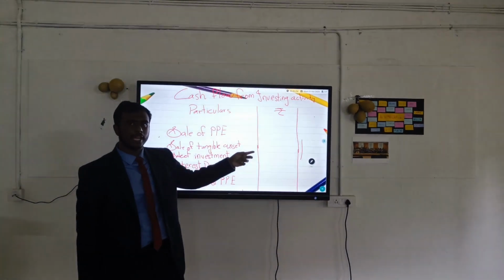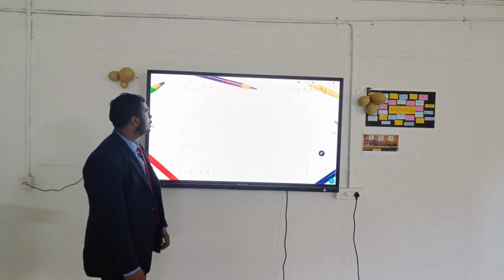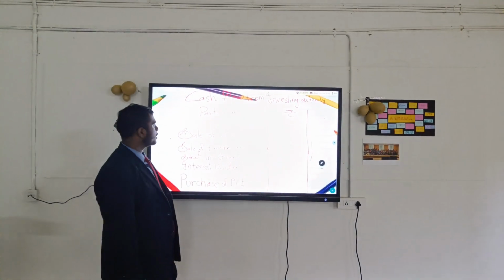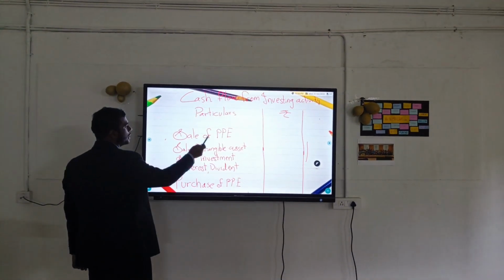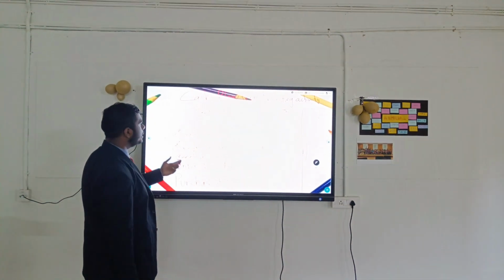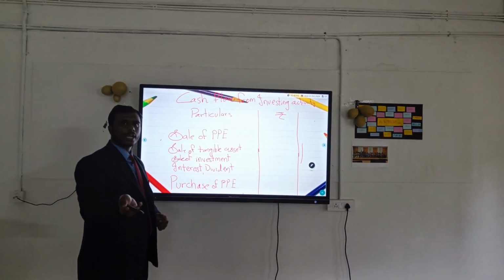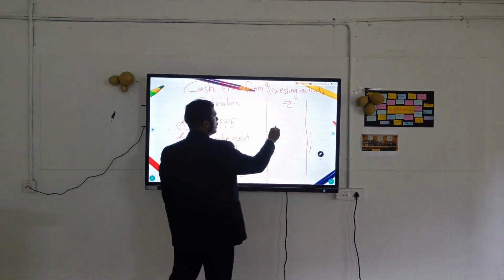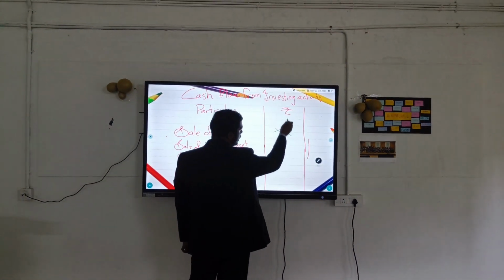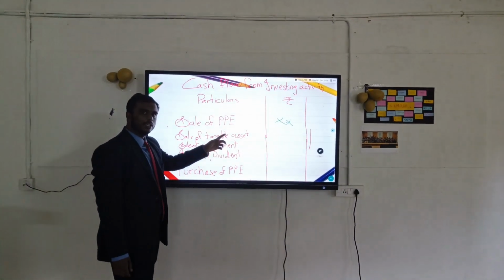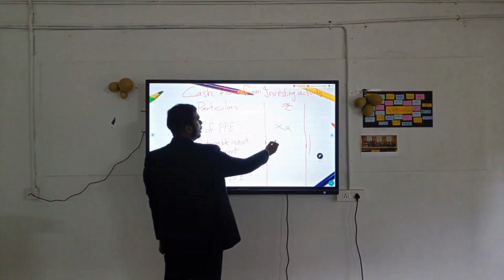Cash flow from investing activity under the direct method. This is the format of preparing the cash flow from investing activity. First is the sale of PPE, property, plant and equipment. A sale means it's an inflow, so we should write the amount in the inner column. Next is sale of intangible assets. This is also an inflow.